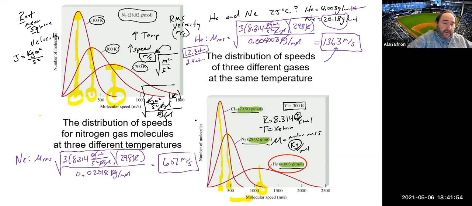And again, if you wanted something like miles per hour, you could do that conversion as well, like 3,000 miles per hour or something like that, so it's moving very, very fast. Any questions on how to calculate the root mean square velocity of a gas? Okay.